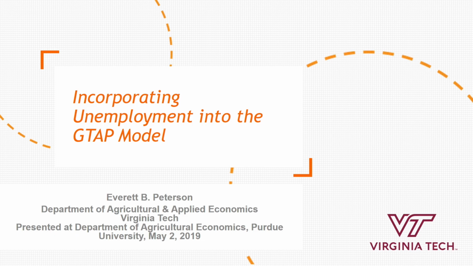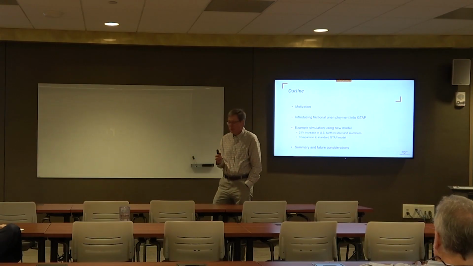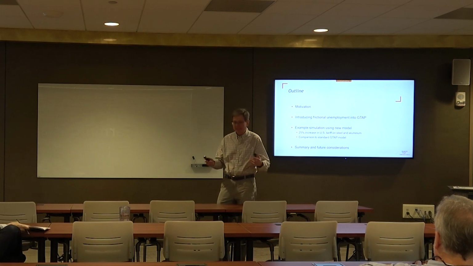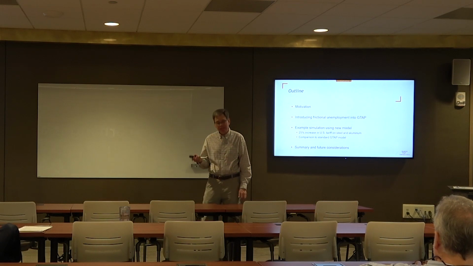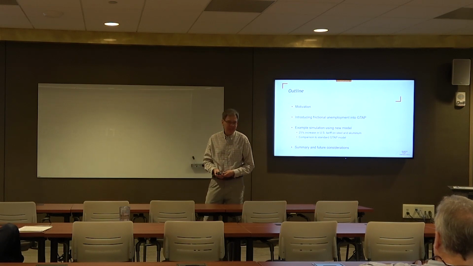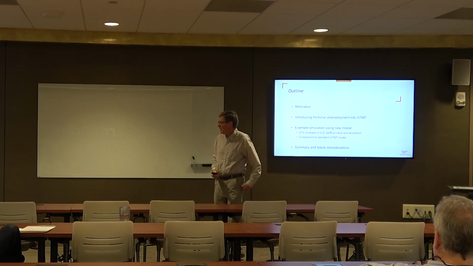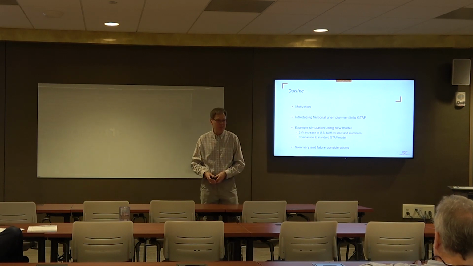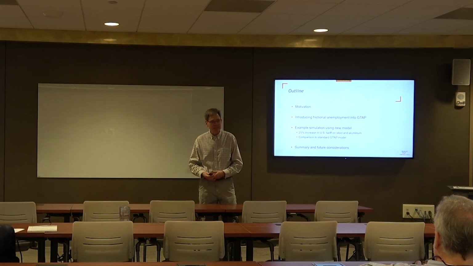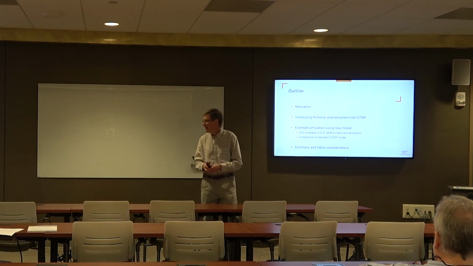So just a little outline of what I'm going to talk about. Briefly, the motivation, because you probably all know what the motivation is, so I don't need to spend that much time on it. Then a little bit of literature on unemployment in CGE models or AGE models. I'll spend a lot of time on how we are going to incorporate this frictional unemployment in the GTAP model. What are the key assumptions that I've made, and we can talk about whether you like those or not.